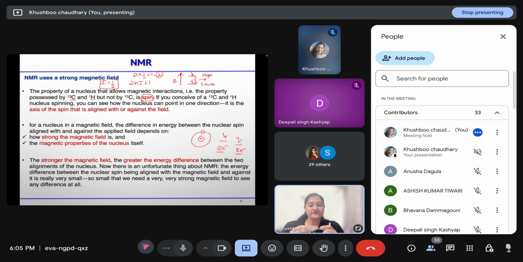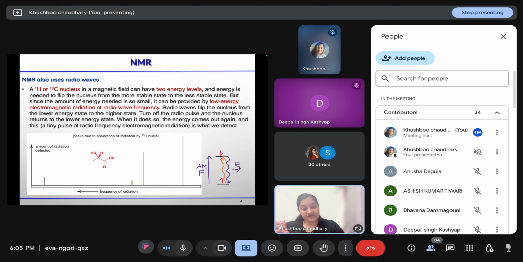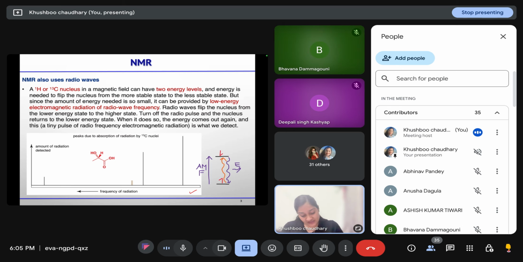But because the energy difference between the nuclear spins is small in the case of proton or carbon nuclei, the radio waves are of sufficient energy to make those nuclei go to the upper level, and while coming back we record that radio wave and we get the spectra. For example, the spectra of lactic acid is shown here.